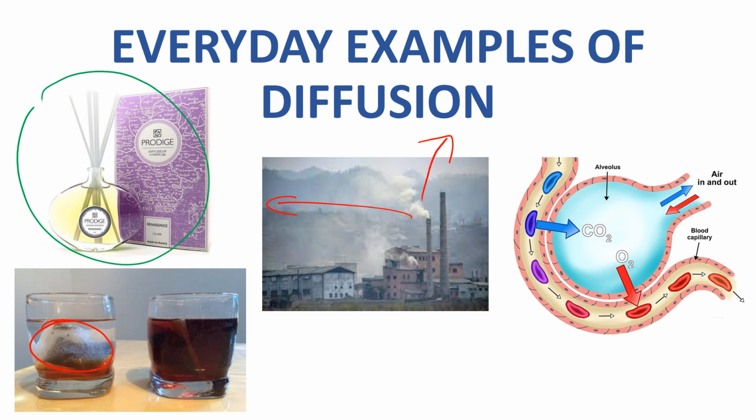And back to some more biology. In our lungs, these are the alveoli in our lungs, the little air pockets. Whenever we breathe in oxygen, our red blood cells come through our blood vessels. The oxygen diffuses into the red blood cells because there's low concentration of oxygen in there, and the carbon dioxide diffuses out into the alveolus where there's low concentration of carbon dioxide.